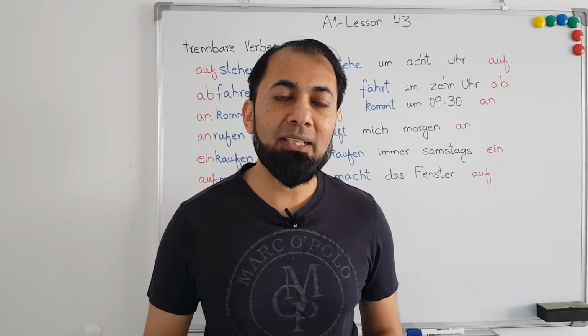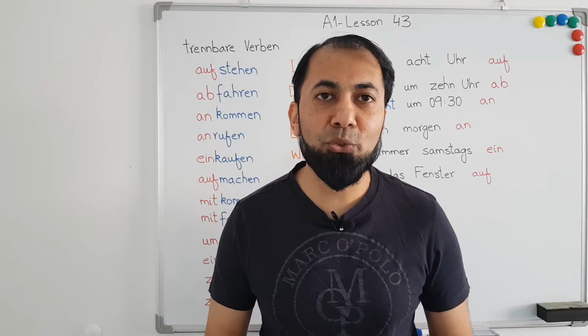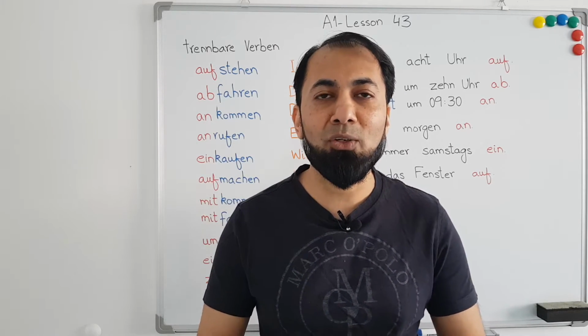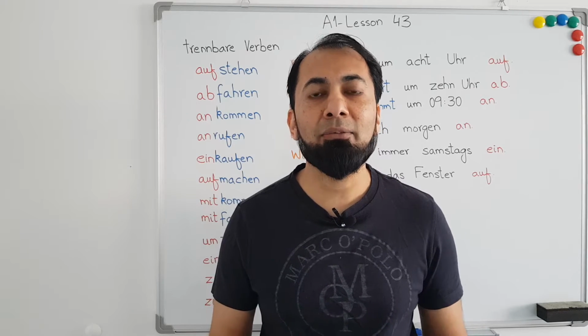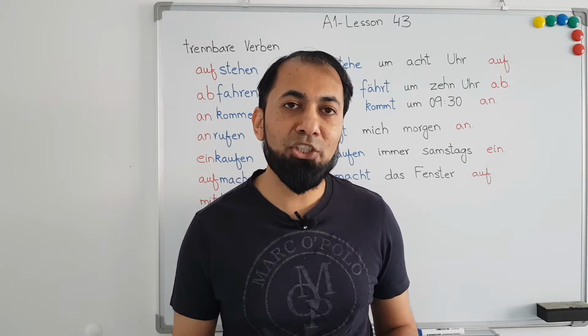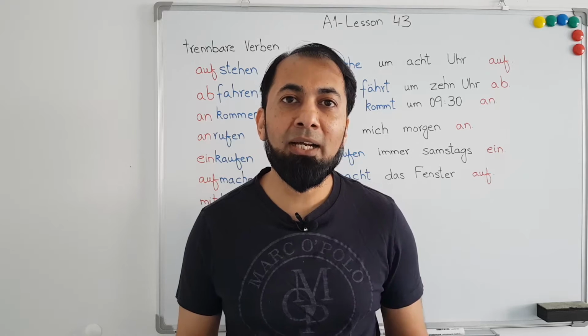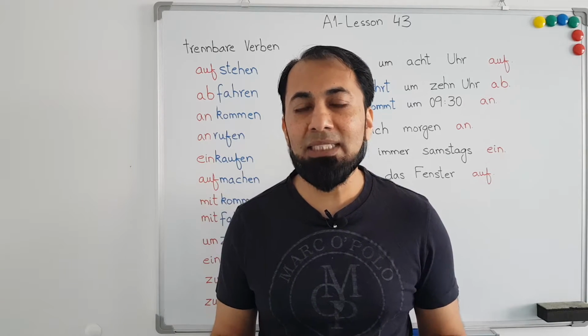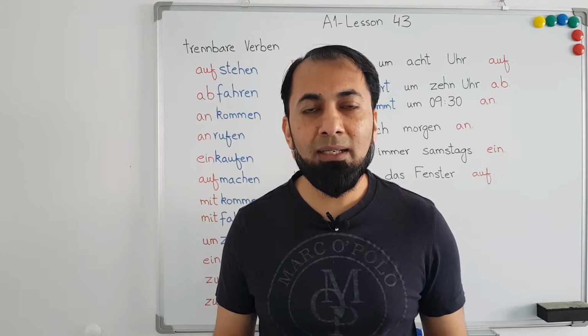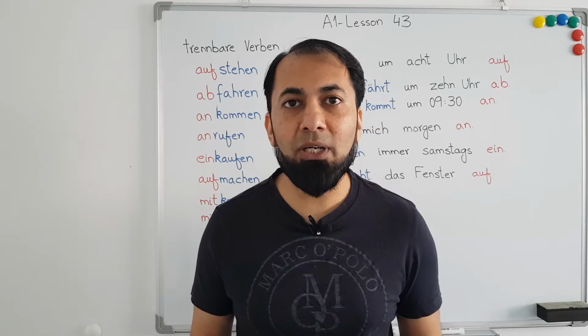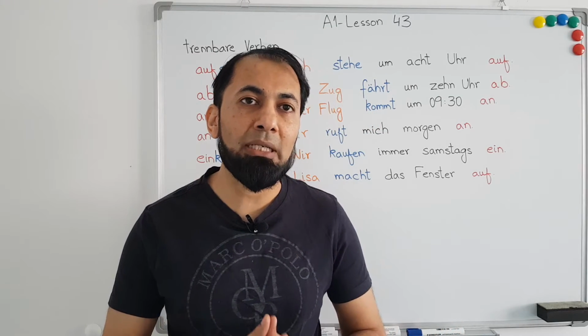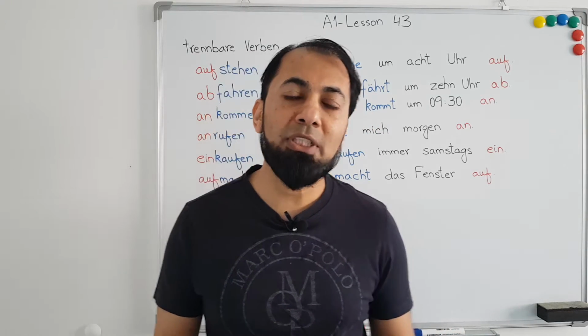Today is the 43rd lesson of the A1 level of the German language course, and today we are going to talk about the topic of Trennbare Verben. Trennbar is an adjective which means separable, and today we are going to learn separable verbs. In the earlier lessons we have learned different types of verbs, and today we are going to learn a new type of verb which is separable.